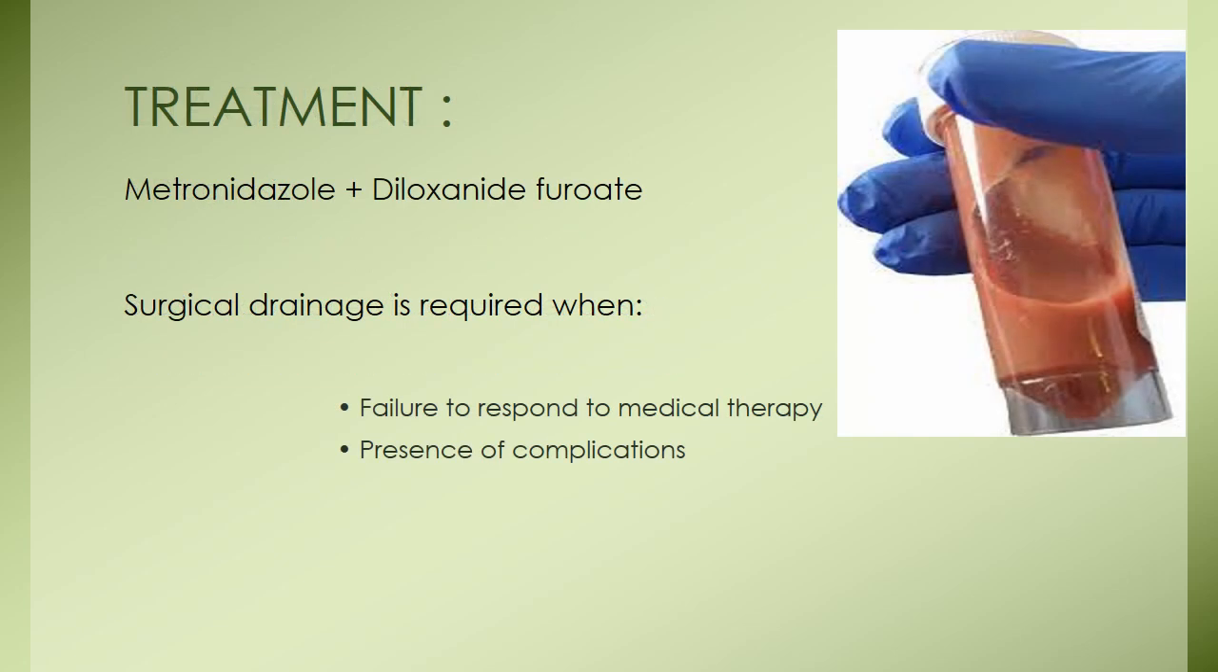For the treatment, metronidazole and diloxanide furoate are given. Surgical drainage is required when there is failure to respond to the medical therapy and when there are complications, that is, involvement of lung and pericardial or peritoneal cavities. By the drainage, you will obtain chocolate-colored anchovy sauce-like pus, which is specific for amoebiasis.